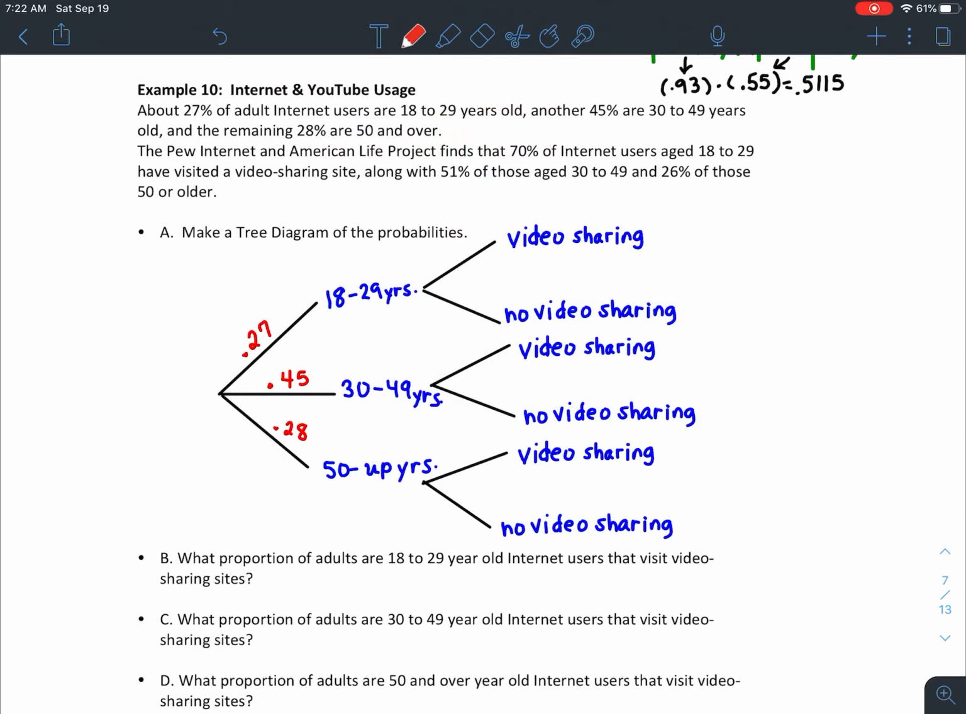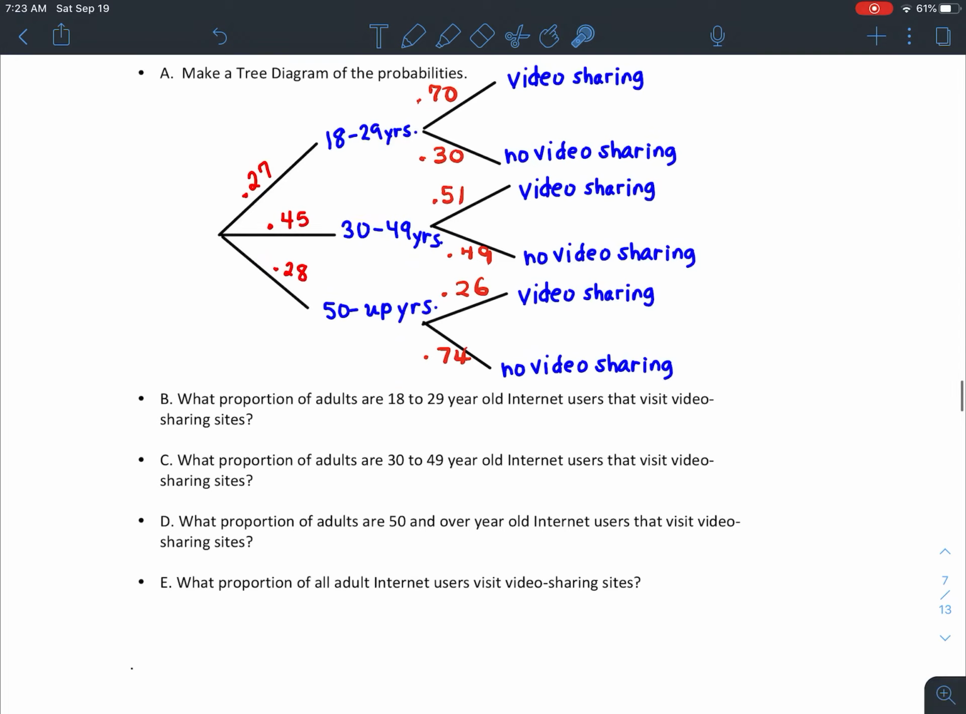The Pew Internet and American Life project finds that 70% of the internet users who are of the age of 18 to 29, I guess I don't have this fully completed, we need to fill this in. It says, have visited a video sharing site, so I need to fill that in as 70%, which logically means the complement would go on the other branch, 30%. It says 51% of those aged 30 to 49 are on the video sharing site, leaving 49% who are not, and 26% of those 50 and up are. That leaves 74% who are not. Okay, let's try just a couple questions pertaining to this.